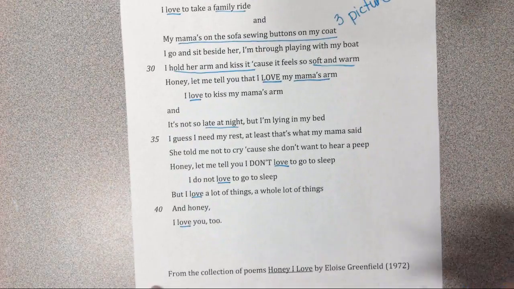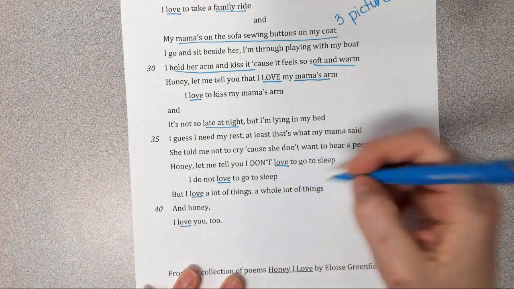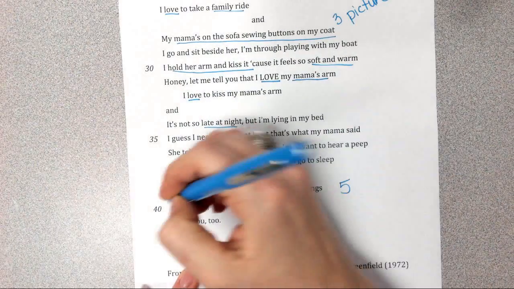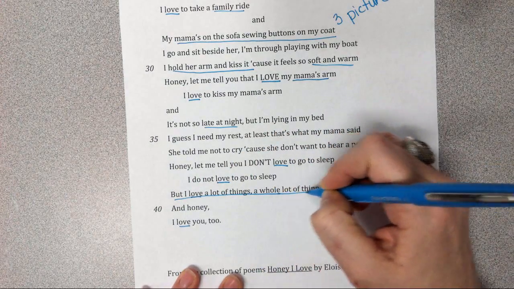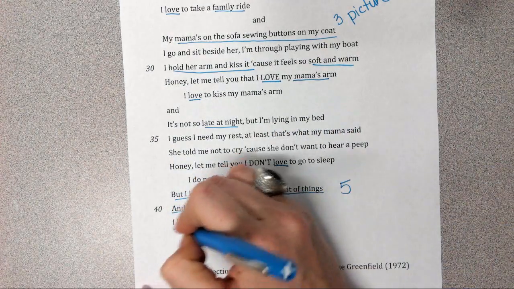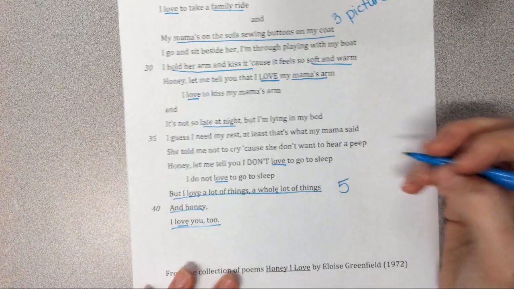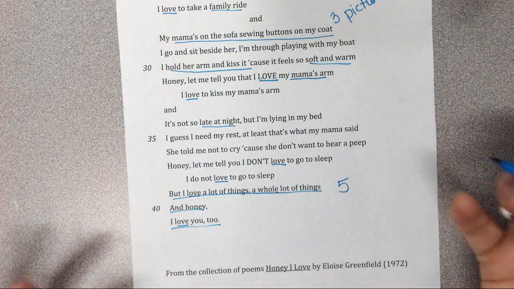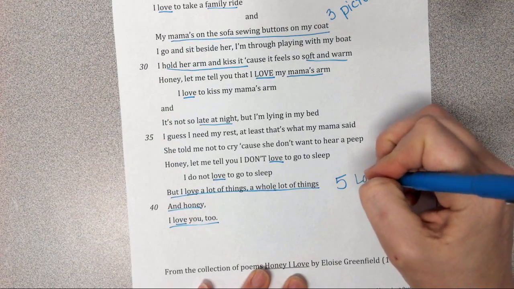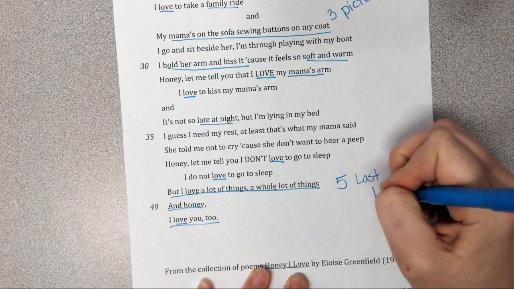That's step 5. Step 5 is you look at the last lines. These are step 5: But I love a whole lot of things, a whole lot of things. And honey, I love you too. Well, that paints a pretty good picture of all the things that she loves, right? That's step 5. Look at the last lines and figure out, what is she talking about exactly?